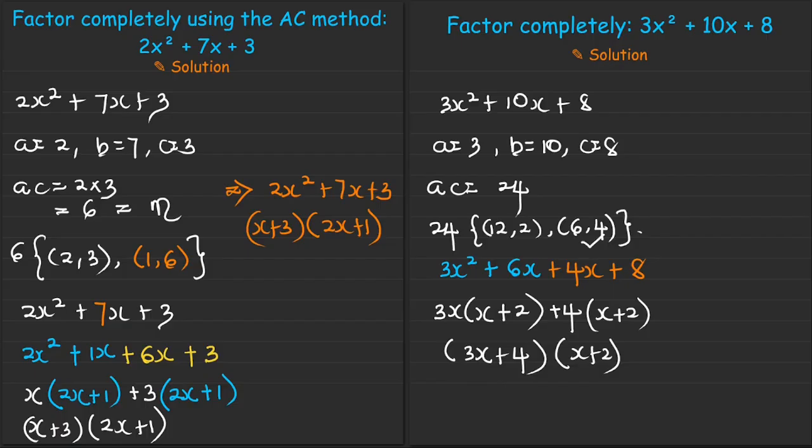So with that, we can simply say it implies that what we have here, which is 3x squared plus 10x plus 8, when factorized, gives us 3x plus 4 and then x plus 2. Very simple.